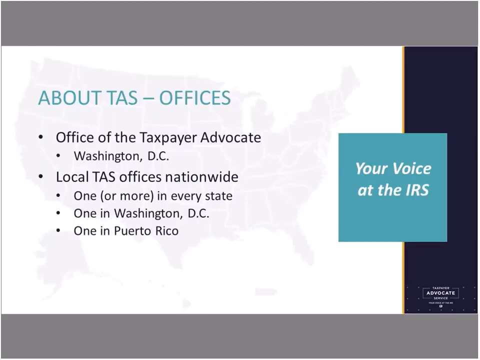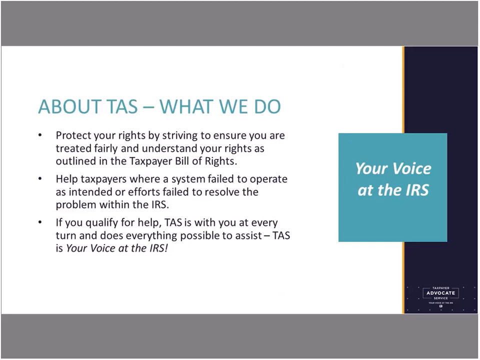So we have 76 offices. By law, we're required to have at least one LTA office, or local taxpayer advocate, in each state. We do have more offices in some of the bigger states, California, Texas, New York, and we're currently hiring to fully staff all of our offices because the need continues to grow. So what we do, we protect taxpayer rights by striving to ensure that all taxpayers are treated fairly, that they know and understand their rights as outlined in the Taxpayer Bill of Rights, which I'll go over in a second.